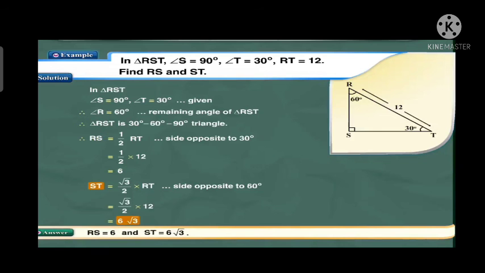So in these examples we have seen how to use the 30, 60, 90 degree property. Similarly we can also use the 45, 45, 90 degree property.